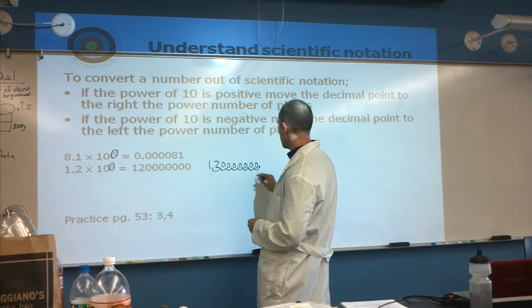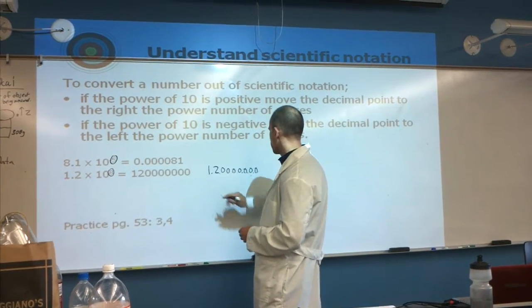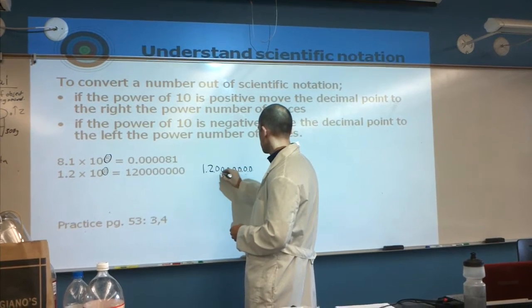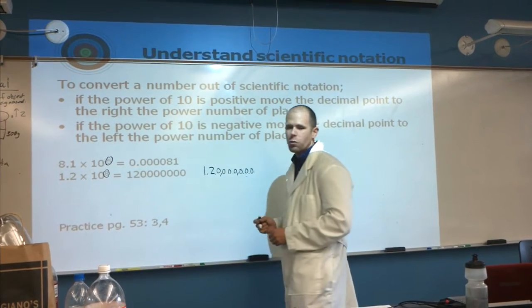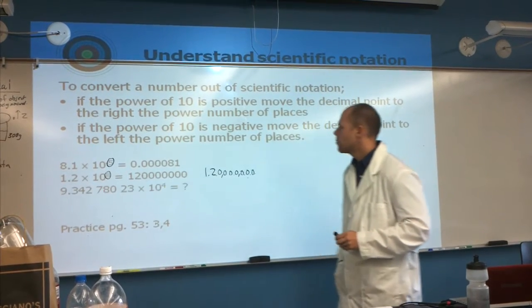Good idea as well, once you've done this, to start inserting your commas. If you made this really large number, 1, 2, 3, 1, 2, 3, we see that this is 120 million. Now, a couple of problems to work through.